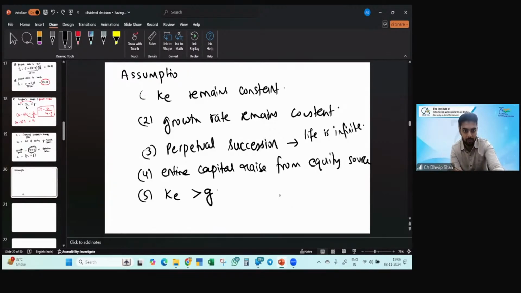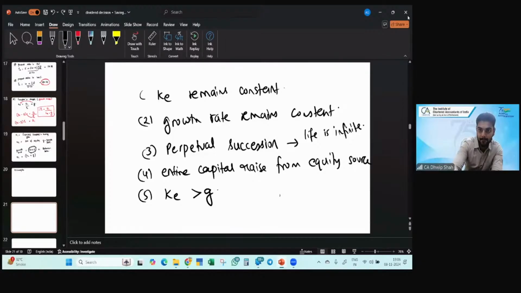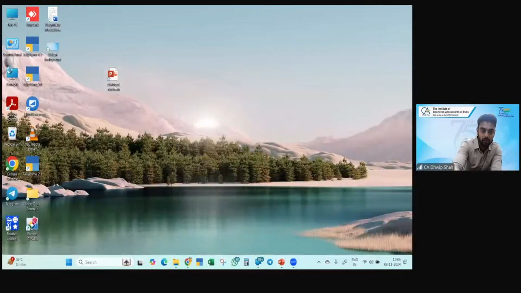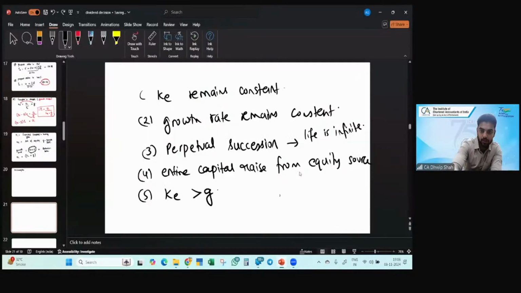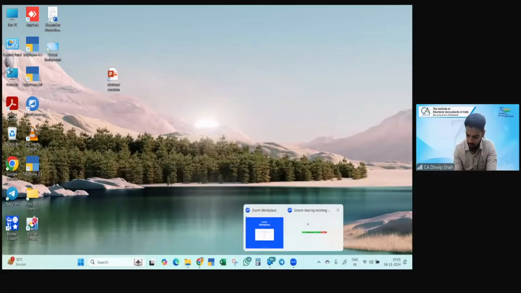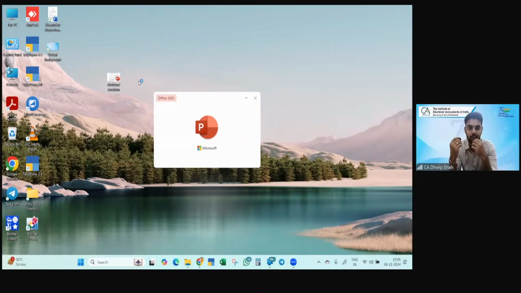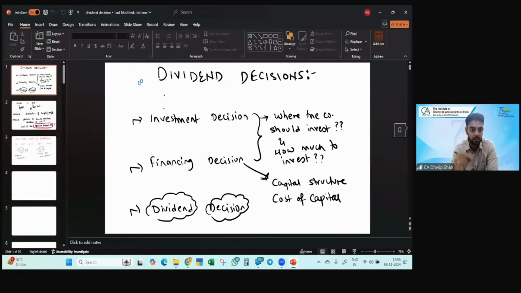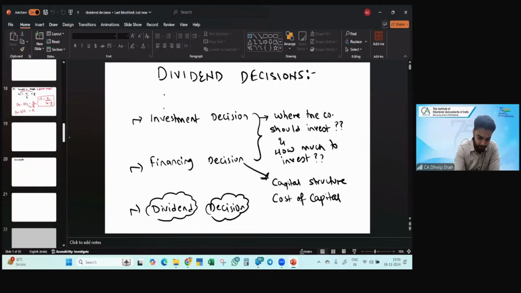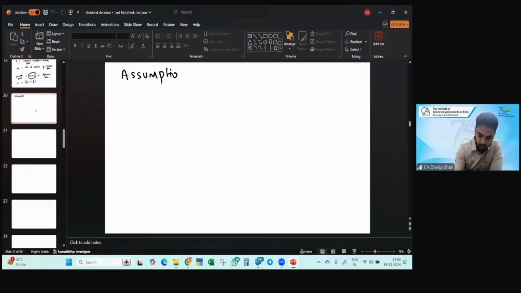there is some error happening here. Wait, let me close this and open again. Let me open this again. I was not able to write in the new slide. Okay, it was stuck here.